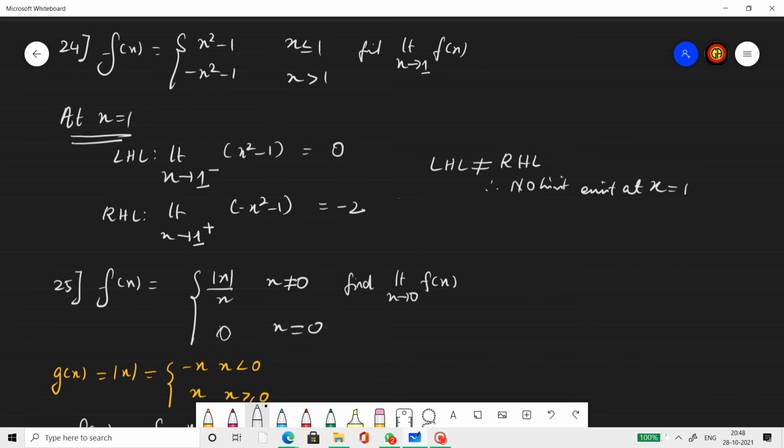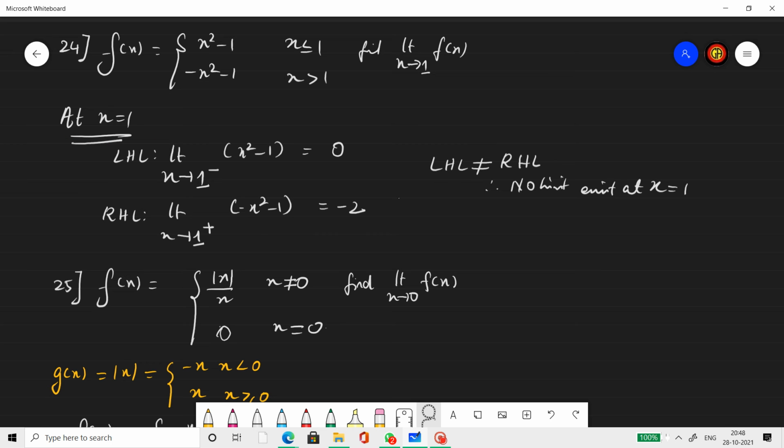Limit x tends to 1 of f of x, which is x square minus 1 when x is less than or equal to 1, and minus x square minus 1 when it is greater than 1. So 1 is a critical point here. Let us see whether the limit is also asked for that number. Yes, it is asked for that number. So we are supposed to do the LHL RHL method here.